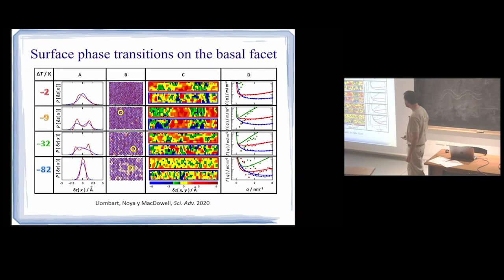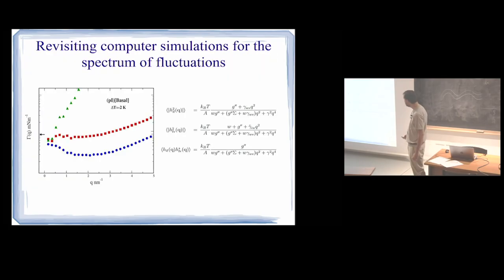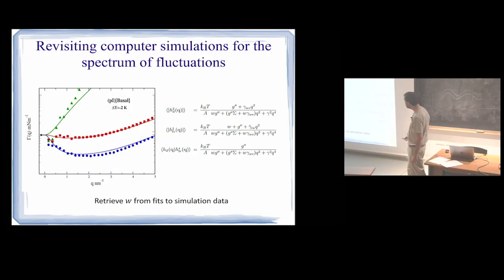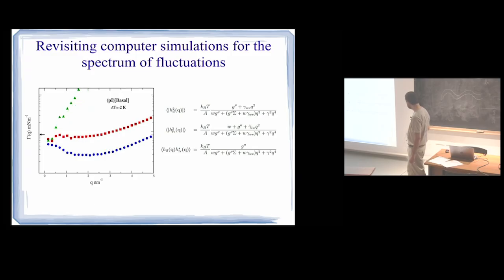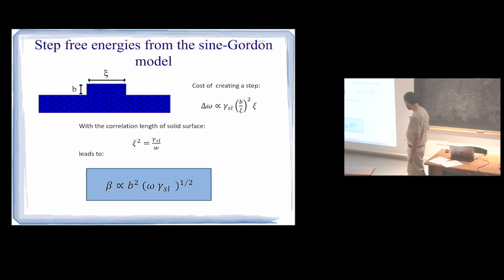Okay, so recall that in my simulations I could get these real space distributions, but I can also get the wave vector dependent surface tensions. And I can fit these wave vector dependent surface tensions to my model. And by fitting the simulation results to my model, I get the parameters. Okay? And they work well. For example, for this distribution, my model gives a very nice fit. And from the model, I get the value of W. And if I know W, I can measure the step-free energy. Okay? The larger the step-free energy is, the slower the crystal grows.